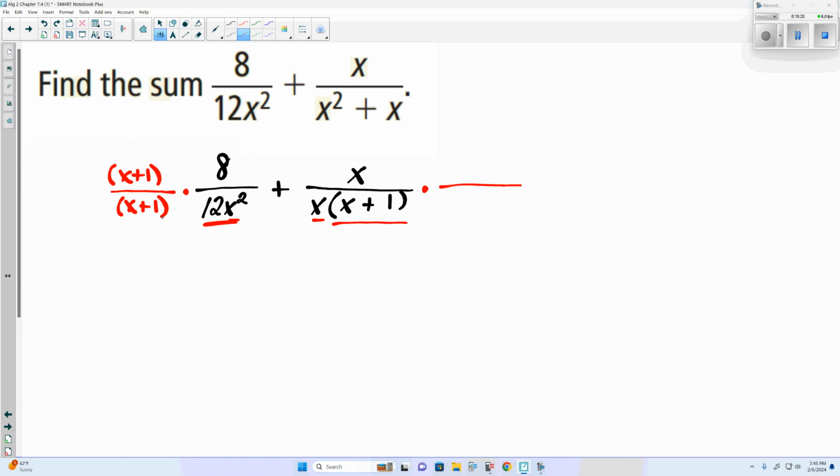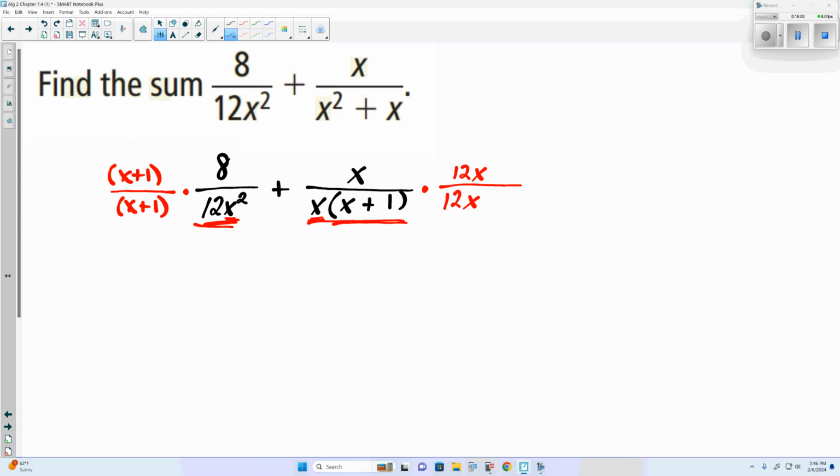Let's go the other direction. What does our x times x plus 1 not have that the other side does? Because we need the 12, yes? But it also has an x squared. It has an extra x. We have an x, but we need it to be x squared, because x squared is x times x, two x's being multiplied together. This one over here is just x to the first. So to get it to be x squared, we have to multiply it by another x.